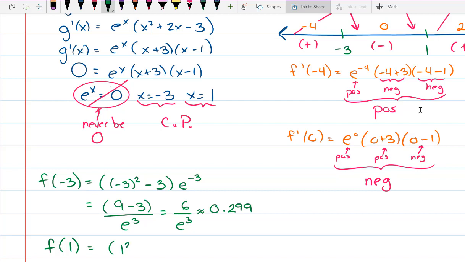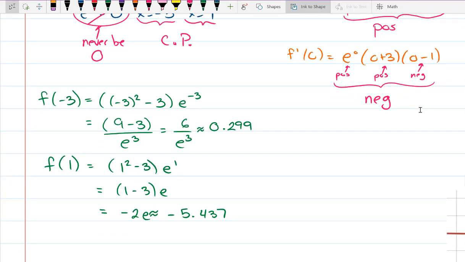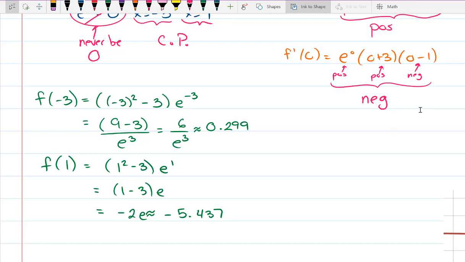Now we need to figure out our other critical value, which is 1. So you're going to get 1 squared minus 3 times e to the first. So this is going to be 1 minus 3 times e, which is negative 2e, which comes out to about negative 5.437. So now we're going to start drawing our conclusions. After all this hard work, we're going to draw our conclusions.